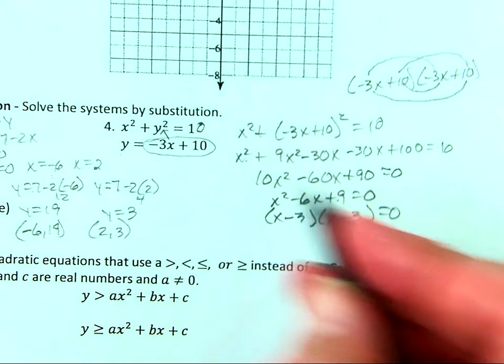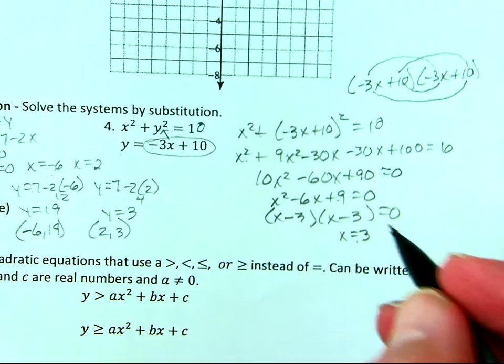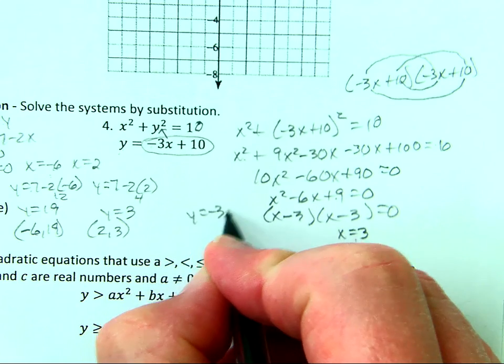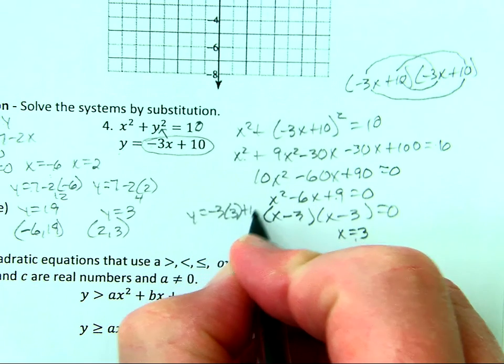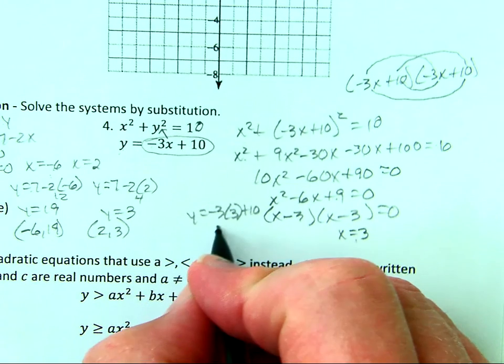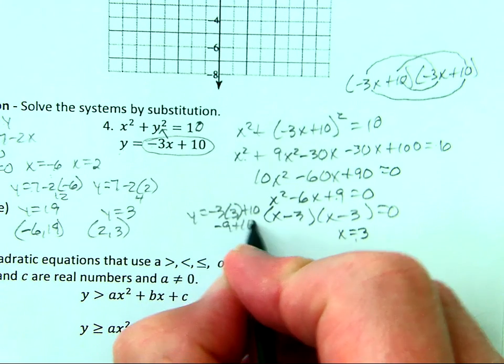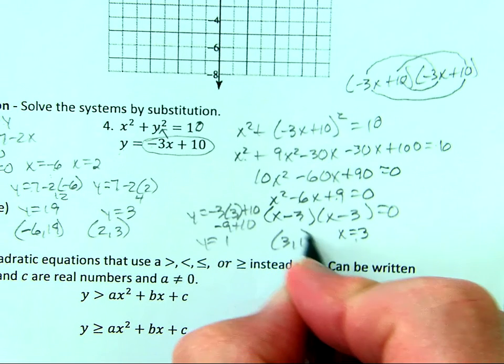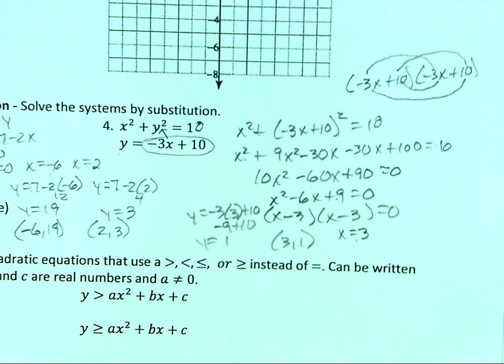Now again, we have to find y, so we're going to put that 3 in right here. So we have y equals negative 3 times 3 plus 10. Well, that's negative 9 plus 10. So y equals 1. So that means our solution is the point 3, 1. Okay? So that's all that's in section 3.5.